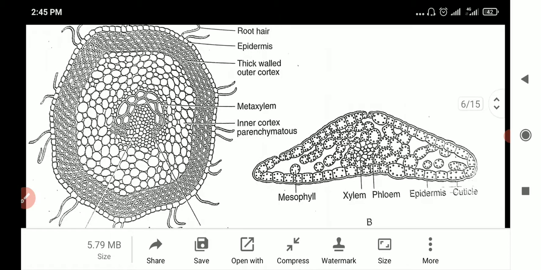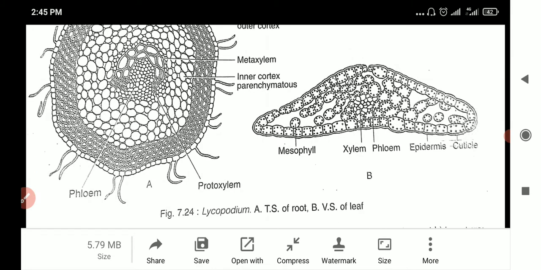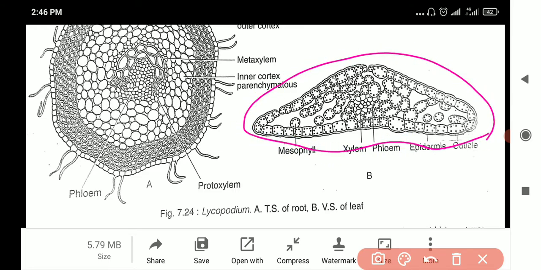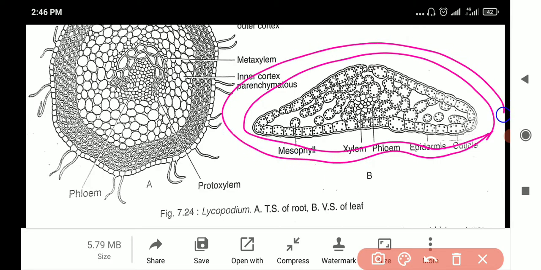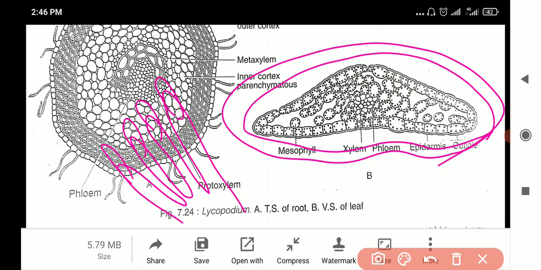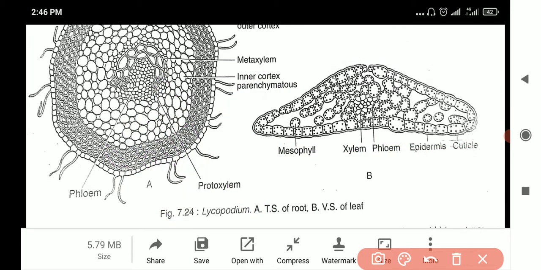Now let's look at the next diagram. If we look at the vertical section of the leaf, here you are seeing a one layered epidermis. Very good. Then the epidermis is covered by a cuticle. It's like your nails, no? Your nails, these are the cuticles, right? See, the nails, it's covering the cuticle.